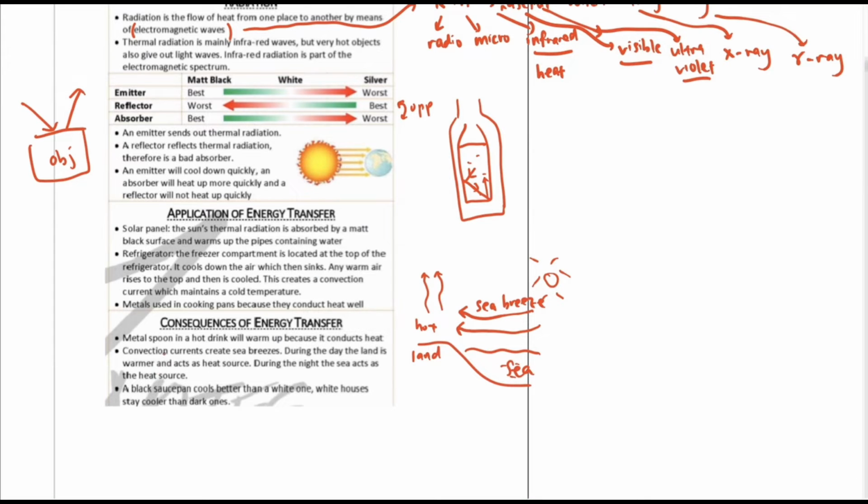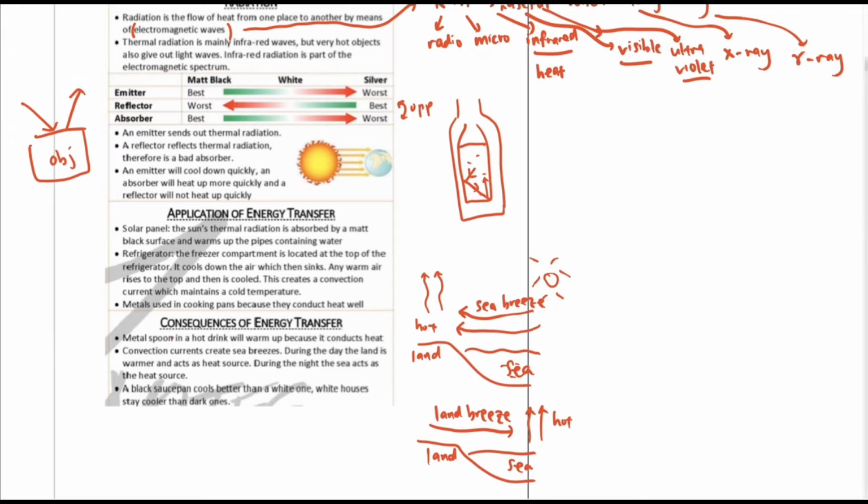Okay? And then during the night, the sea acts as the heat source. During nighttime, the land will cool down quickly, but the sea remains warmer compared to the land because it has high specific heat capacity, right? So it has a lot of heat inside, so it remains warm. So because of that, the opposite happens. So let's say this is the sea. The sea is here. So the hot air will rise from this side, making this region empty, no more air. So then the cold air from the land will just flow from the land to the sea. So we call this a land breeze. Okay, so the wind flows in that direction.